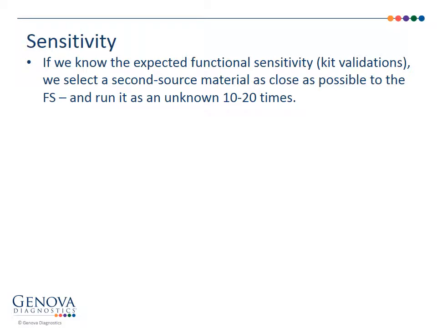If we know the expected functional sensitivity, like again, an EIA or an RA or something where the manufacturer is telling us what the bottom end is going to be, then we find a second source material that's real close to that functional sensitivity, and then we run it as unknowns anywhere from 10 to 20 times just to confirm.